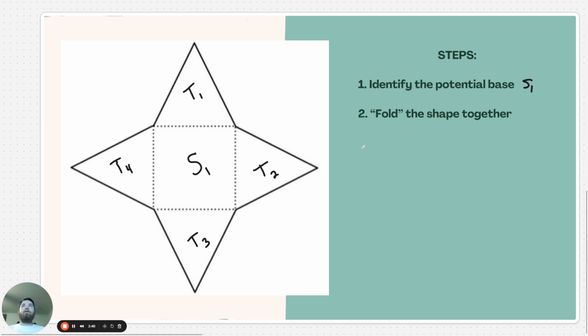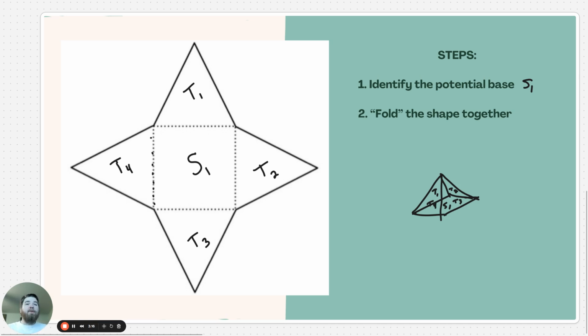And then what we're going to do is fold the shape together. Now, this picture gives some nice dotted lines, and you can see all the little dotted lines. We're just going to fold on those dotted lines. So basically what you've got here is this square right here, which we'll call square 1. Then we're going to fold all those dotted lines up, so it's going to come like this. That's going to be triangle 1, triangle 2, triangle 3, and then triangle 4, so you can say T1, T2, T3, and T4. That's what it's going to look like.